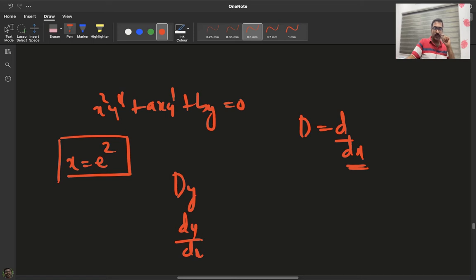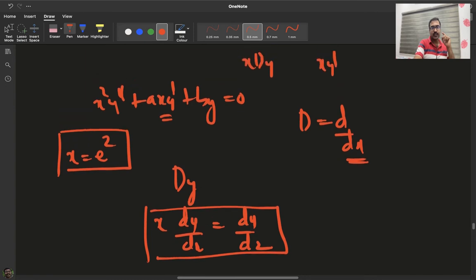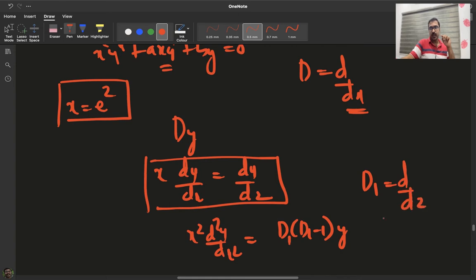If I substitute this, what will happen? In this equation we have terms called x y dash, that is, x dy by dx. This will simply be transformed into dy by dz. Similarly, there are terms containing x squared d squared y by dx squared. It will be transformed into simply D1 (D1 minus 1) of y, where D1 denotes d by dz. So that is the idea here.